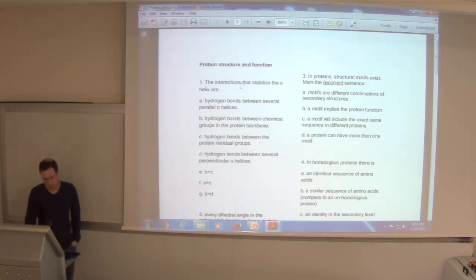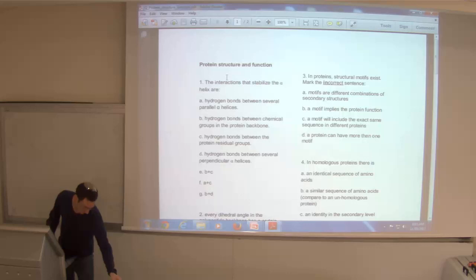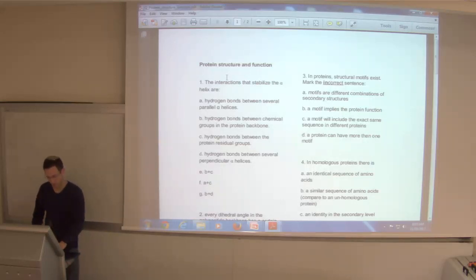The interactions that stabilize the alpha helix in a protein should be stated. So what are the interactions there? A: Hydrogen bonds between several parallel alpha helices. What do you think? Is that correct? B, right, so let's go straight to B. Hydrogen bonds between chemical groups in the protein backbone.